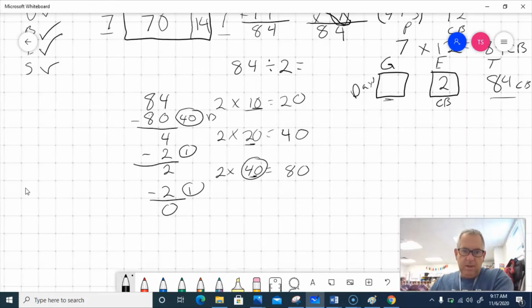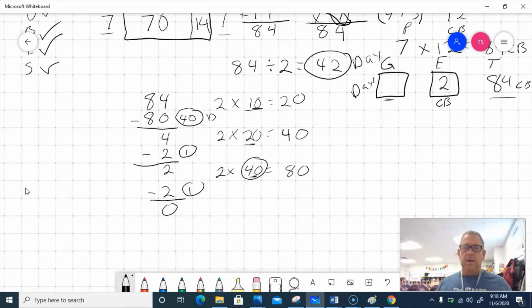So 40 plus 1 would be 42. So 84 divided by 2 would be 42. And that's going to signify 42 days. So it took 42 days to sell all the candy bars.